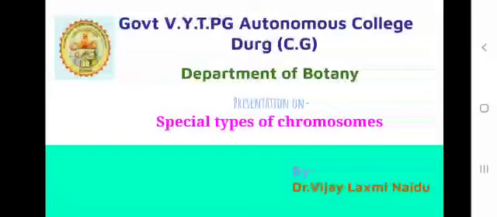This is Dr. Vijay Lakshmi Naidu from Government VYT PG Autonomous College, Durg, with the topic Special Types of Chromosomes, and this is mentioned in the syllabus of MSc second semester Botany's paper 1, that is Genetics.